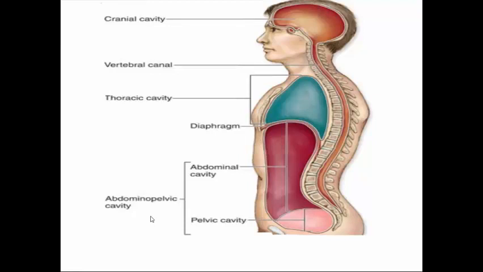So here are all five of those on one image. I'll talk about the dorsal ones first. Cranial cavity, where the brain would be. And attached to that, the spinal cord or the vertebrae, vertebral cavity. So these are the dorsal.